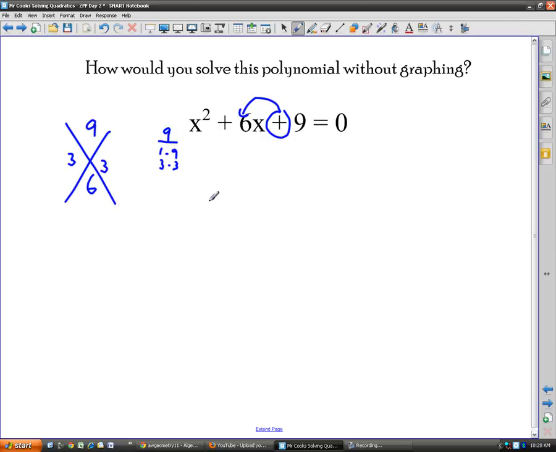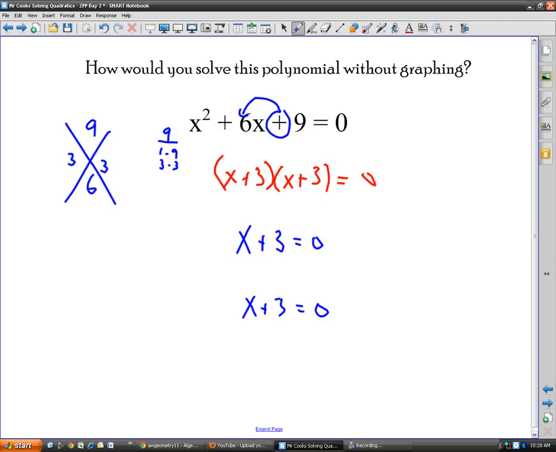So in this case, I say x plus 3 times x plus 3 equals 0, and those are my factors. You'll notice that if I say x plus 3 equals 0 and x plus 3 equals 0, I'm going to get the same solution twice by subtracting 3 across the equal sign. I'm going to do it for both of them since I'm doing the same thing. Then x will equal negative 3 for both of them.